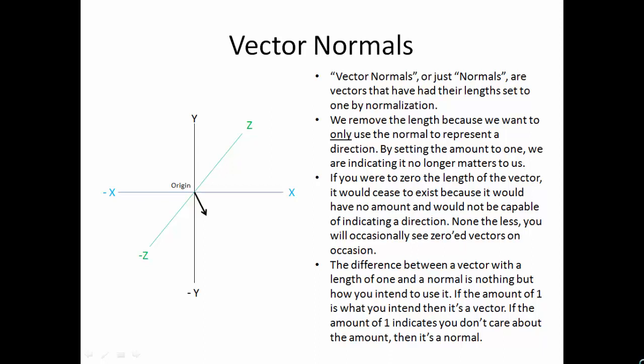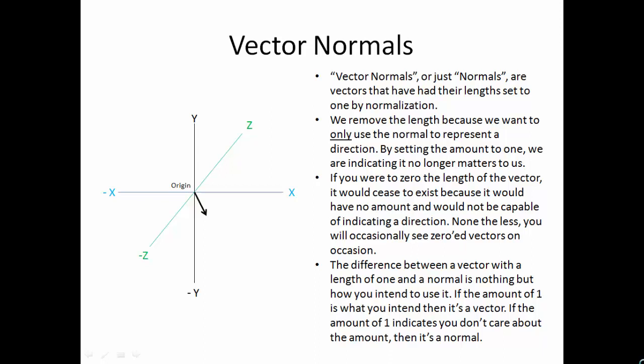And that's why if you want to represent just the direction and not the amount, you can't zero out the vector because that would lose the direction as well. So basically it's just become convention that a normal, a vector that only represents a direction and not an amount, should have a length of 1. The difference between a vector with a length of 1 and a normal is nothing but how you intend to use it. If the amount of 1 is what you intend, then it's a vector. If the amount of 1 indicates you don't care about the amount, then it's a normal. So it's all in the intent.